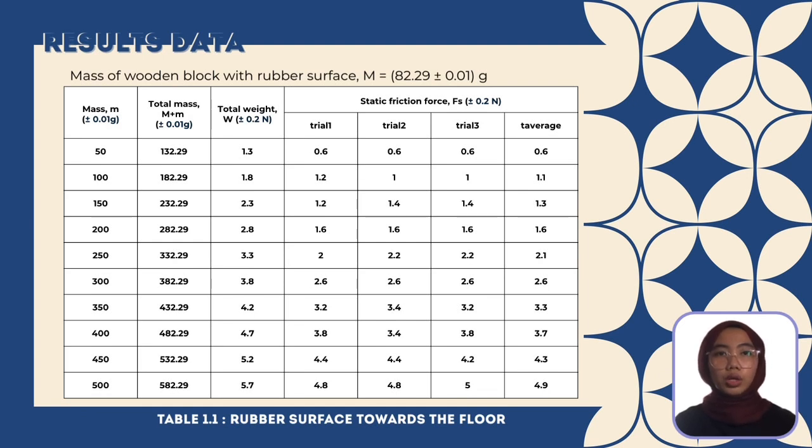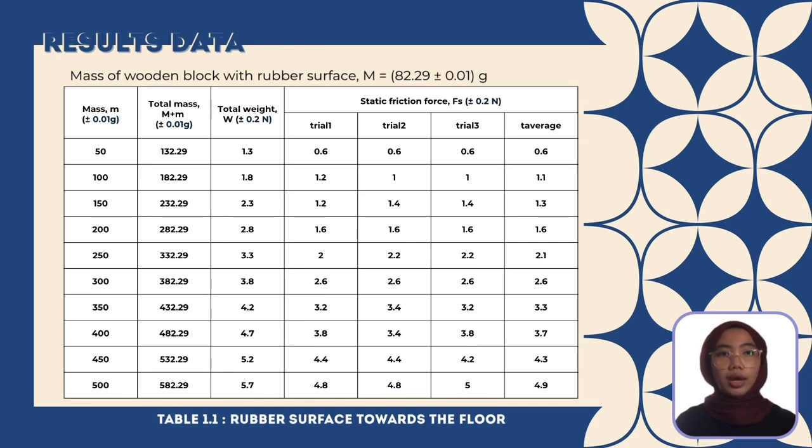Since we want to calculate total weight by multiplying mass with gravitational acceleration, the mass in gram needed to be converted to its SI unit, which is kilogram. For example, in the first row, for 50-gram mass with total mass of 132.29 gram, we convert it to kilogram, which results in 0.13229 kilogram. Then we multiply it with gravitational acceleration, 9.81 meter per second squared. We got 1.30 as we round up to 2 decimal places.